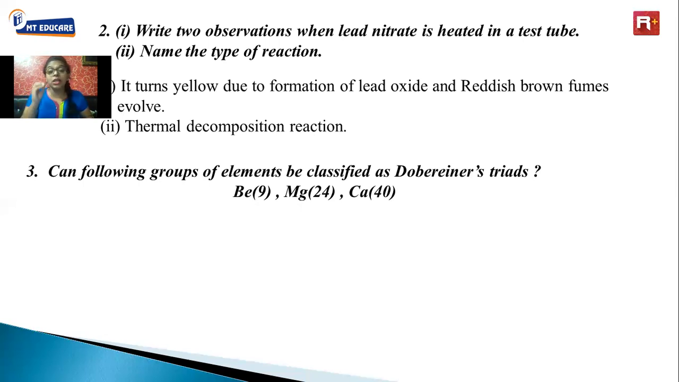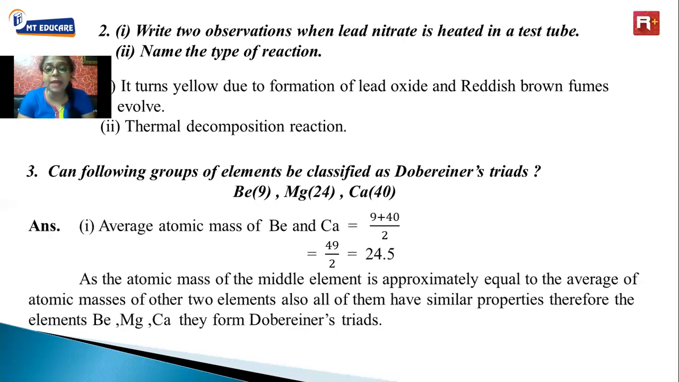So let us check whether these elements follow Dobereiner's law of triads or not. If you arrange them in increasing order of atomic masses: beryllium, magnesium, calcium, that is 9, 24, 40. The atomic mass of the middle element should be approximately equal to the mean of the other two, that is beryllium plus calcium upon 2, 9 plus 40 upon 2, which is 49 by 2, that is 24.5.